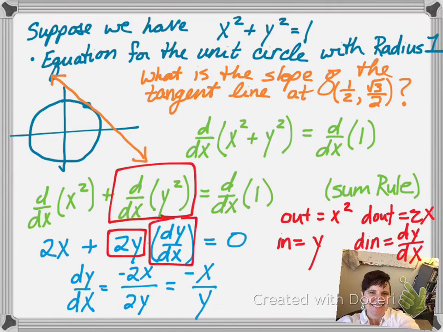And then solving for dy/dx, we get dy/dx equals negative x over y, and that tells us that the slope of that tangent line is negative 1/2 divided by the square root of 3 over 2, which just simplifies to negative 1 over the square root of 3.